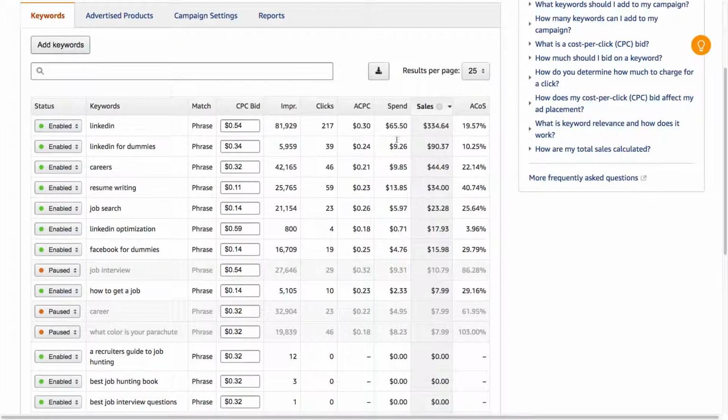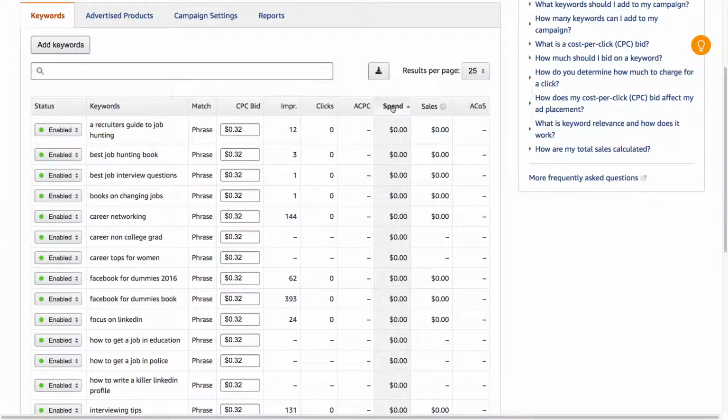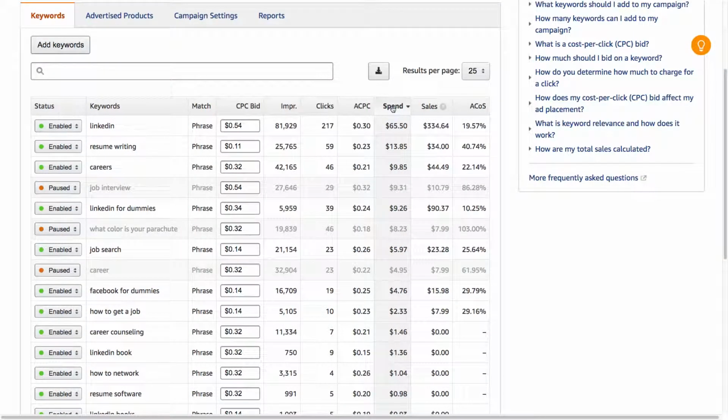If you sort by spend, this sometimes reveals a really interesting fact, and you can see it down here. So look at this. I've spent some money on a lot of impressions for the career counseling keyword, but it doesn't show up as any sales. So I've spent this money. Let's assume that this could be higher. This could be a lot higher actually.